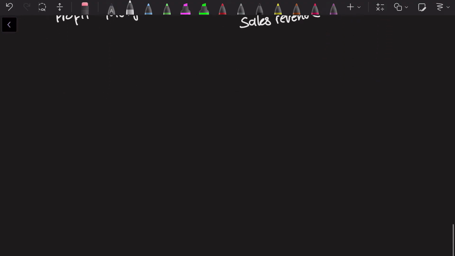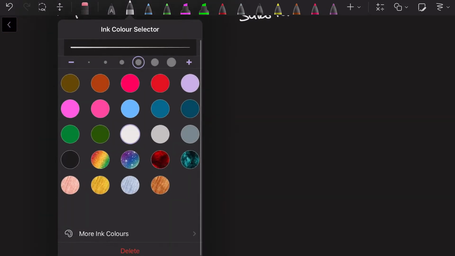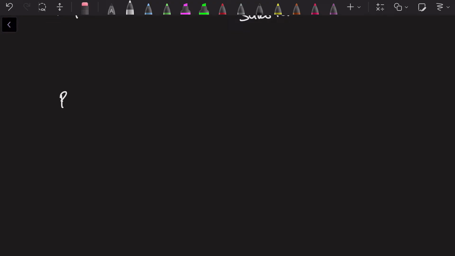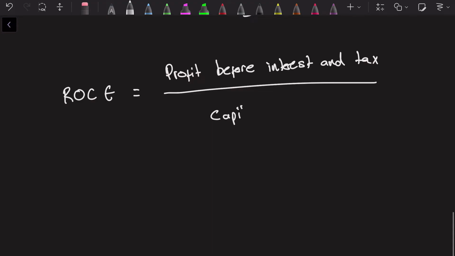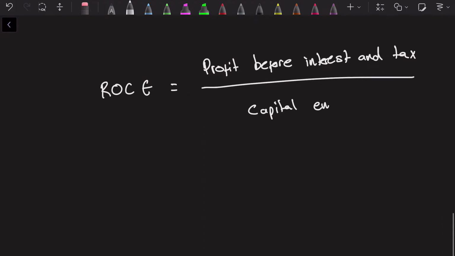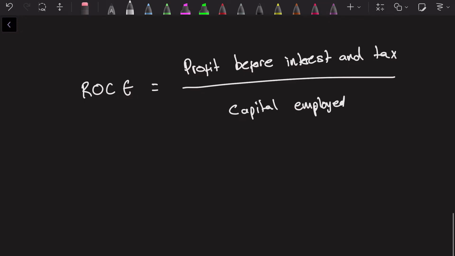Okay, next, this is a really important one. It's often called the key one because every business really wants to look at this. Return on capital employed is equal to profit, again before interest and tax, because we want those comparisons to be clean of fluctuations, over capital employed, times 100.